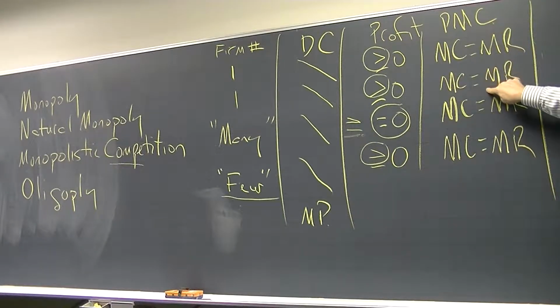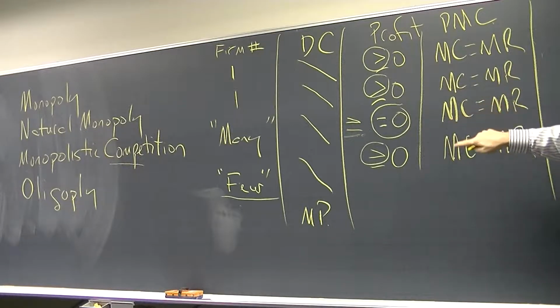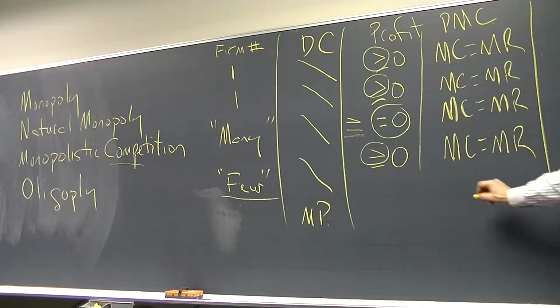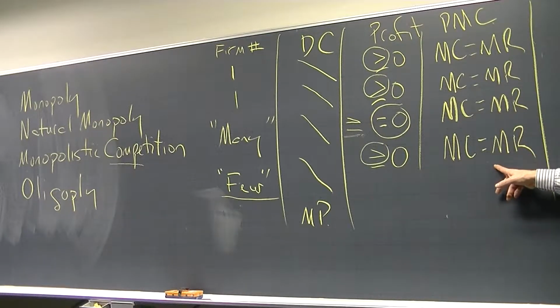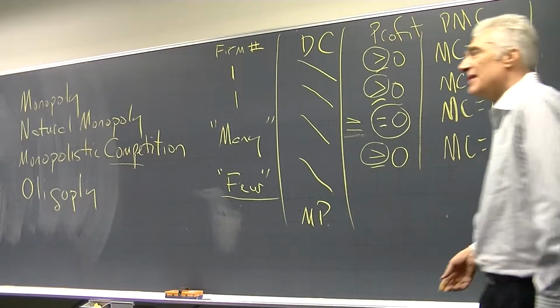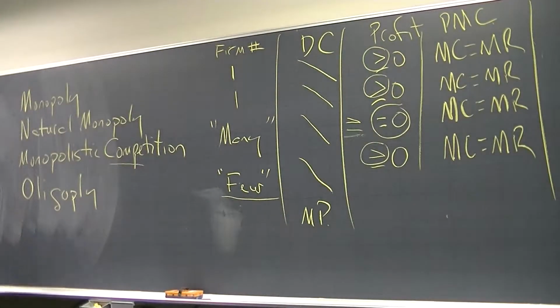Marginal cost equals marginal revenue. It's all the same. What is it under perfect competition? Marginal cost equals marginal revenue. It's all the same. Any profit maximizing firm, no matter what market it faces, has the same profit maximizing condition. They're making the same choice. Doesn't matter.